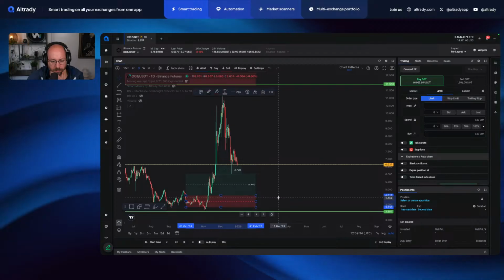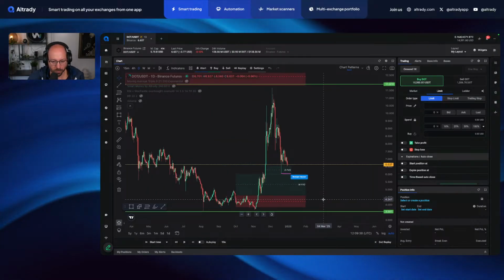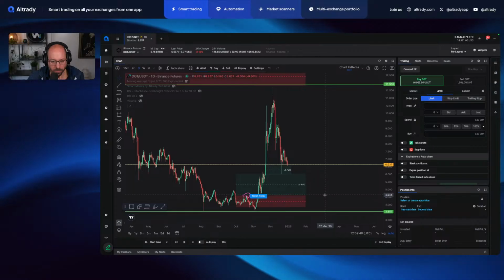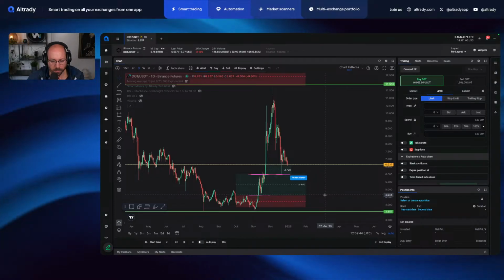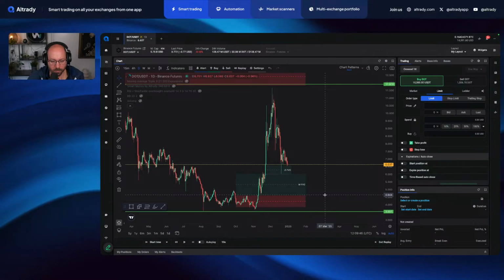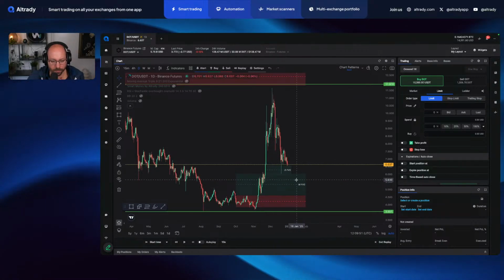So yeah, this candle is probably what created this fair value gap. So it goes from this candle to this candle. Correct. So yeah, it probably didn't touch it yet.